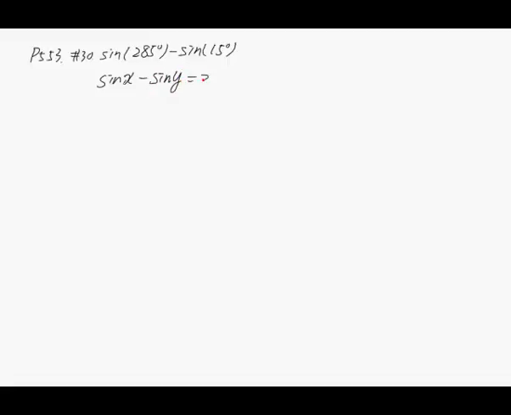Sine x minus sine y is equal to 2 times cosine of (x plus y) over 2, times sine of (x minus y) over 2. So now x is equal to 285 degrees and y is equal to 15 degrees. Let's plug them into the right side.